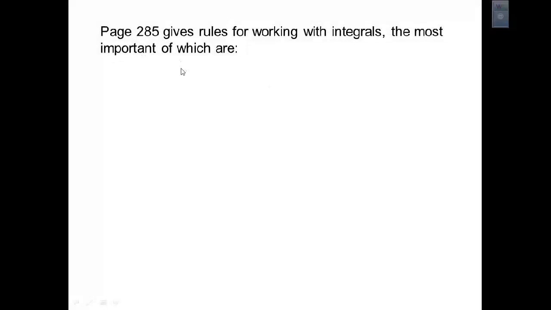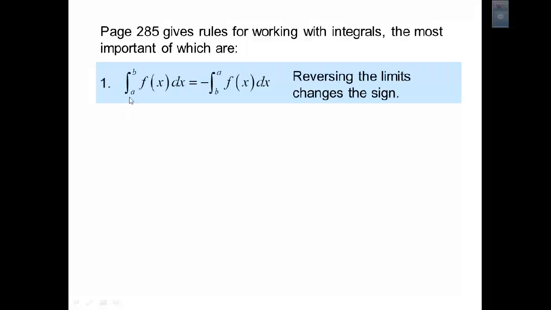All right, now page 285 of your book gives rules for working with integrals. The most important of which, more specifically, it's not really rules as much as it is properties of integrals, much like we had the properties of those limits way back in Chapter 2. But the most important ones are this. If we have the integral from a to b of f of x dx, if we swap our upper and lower bounds, then it's going to have the exact same value if we change the sign.